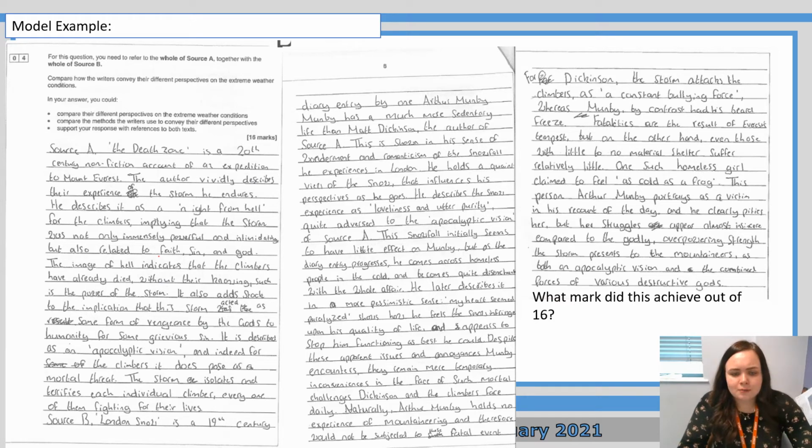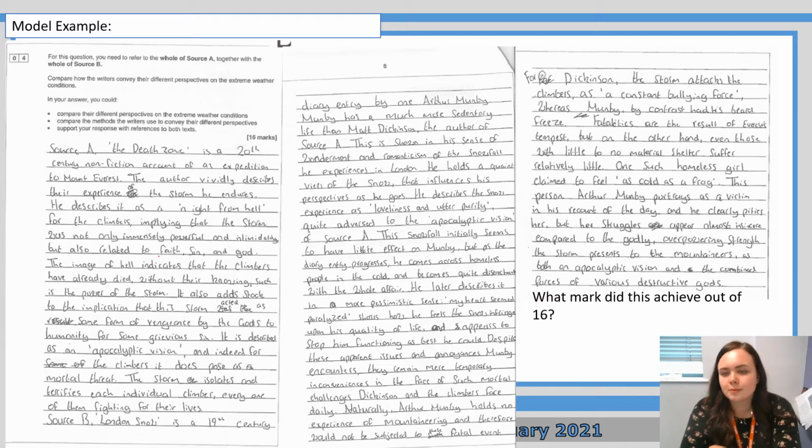He later describes it in a more pessimistic sense. "My heart seemed paralysed" shows how he feels the snow is infringing upon his quality of life, appearing to stop him functioning as best he could. Despite these apparent issues and annoyance, Mumby's encounters were merely temporary inconveniences in the face of such mortal challenges Dickinson and the climbers face daily. Naturally, Arthur Mumby holds no experience of mountaineering and therefore would not be subjected to fatal events.